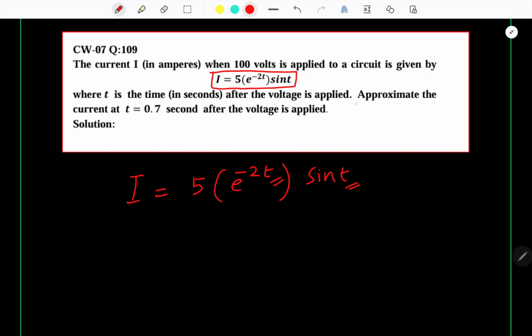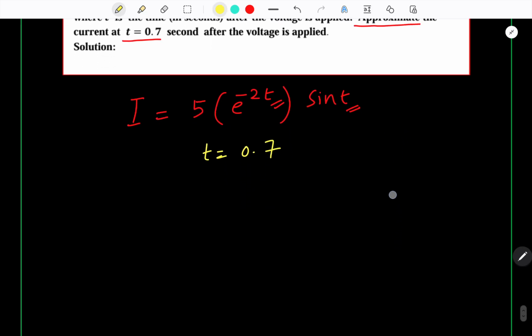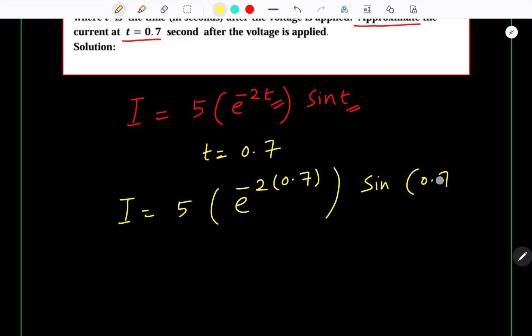Now what is the question? Approximate t equals 0.7 seconds. A 100 watt voltage is applied, but forget about that one. Very simple. You are going to put t equal to 0.7. So I equals 5 bracket open e power minus 2 times 0.7 close the bracket, sine 0.7. You are going to put it in the calculator.